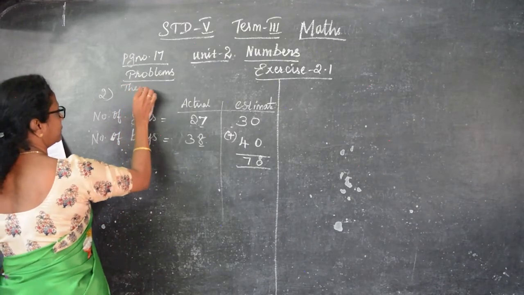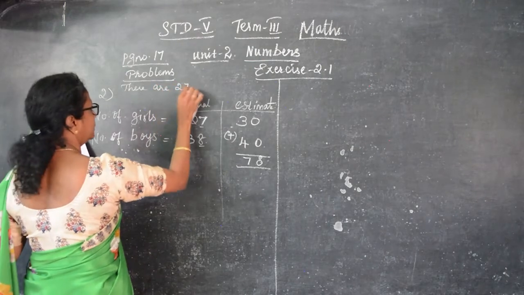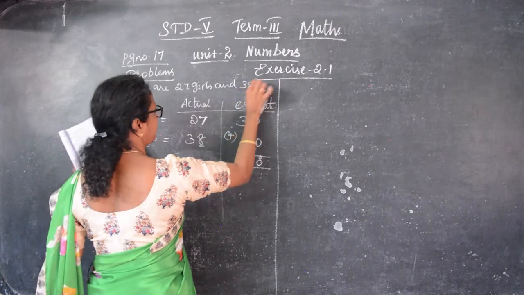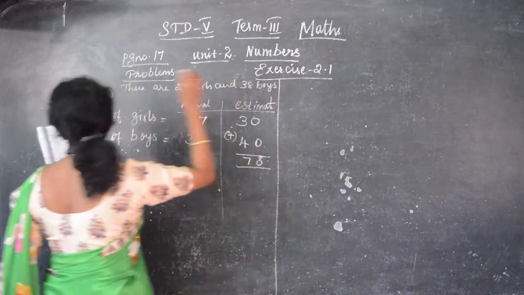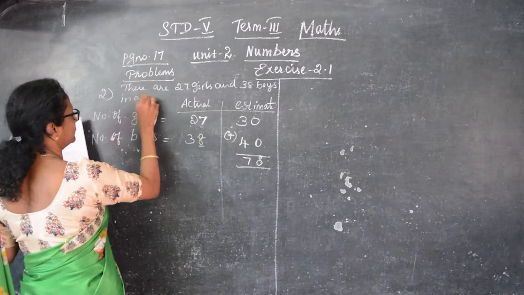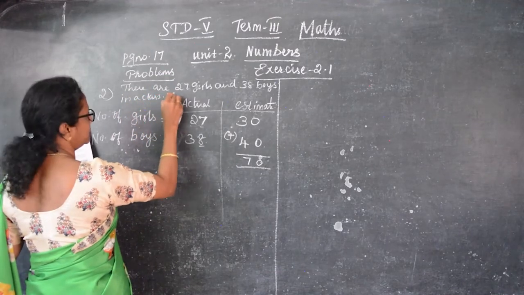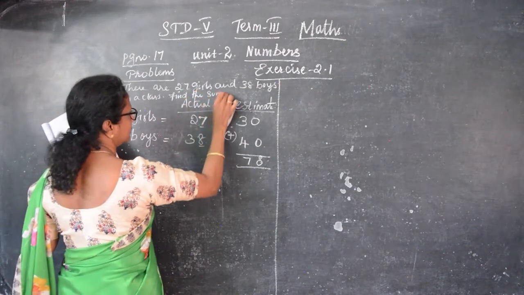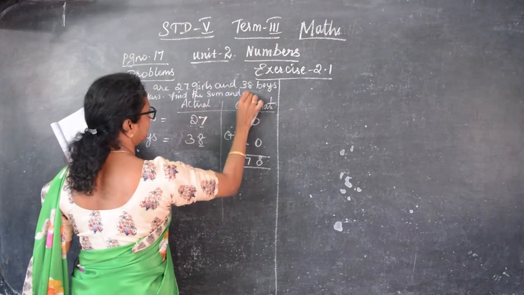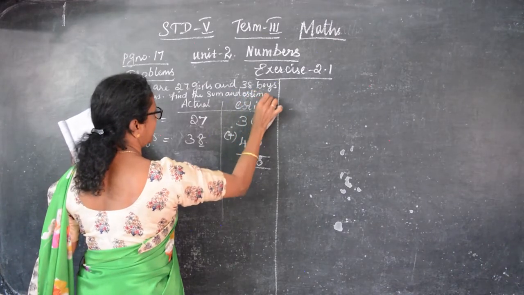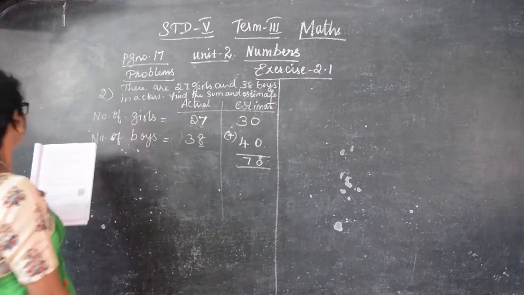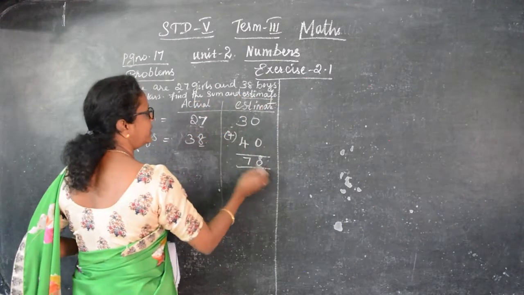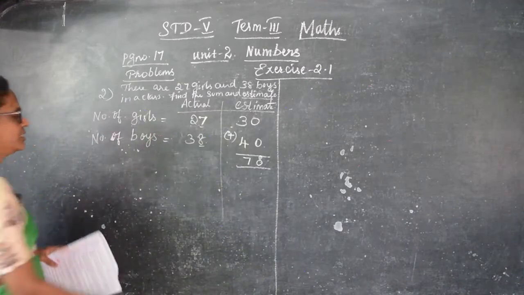There are 27 girls and 38 boys in your class. Find the sum and estimate. Okay, so sum and estimate. Find the sum and estimate. So if we add and estimate, we'll get the answer 70.